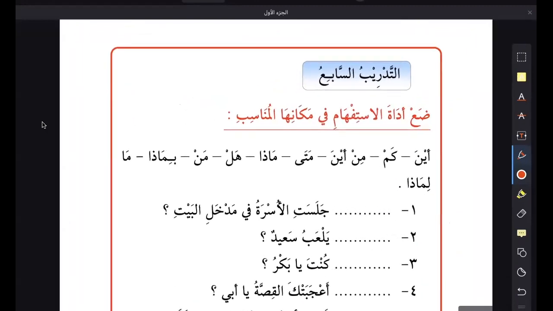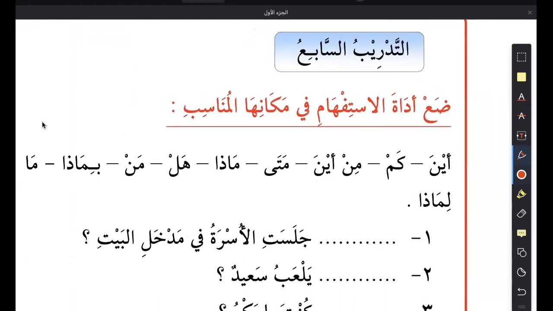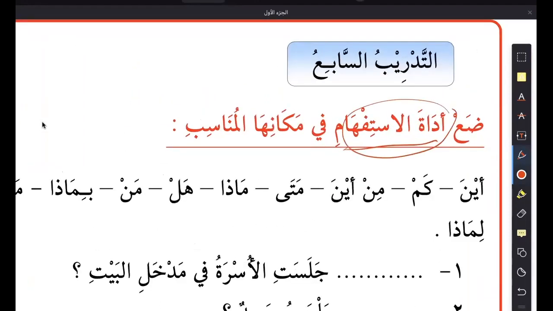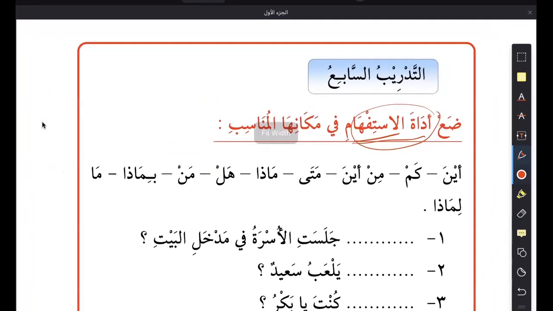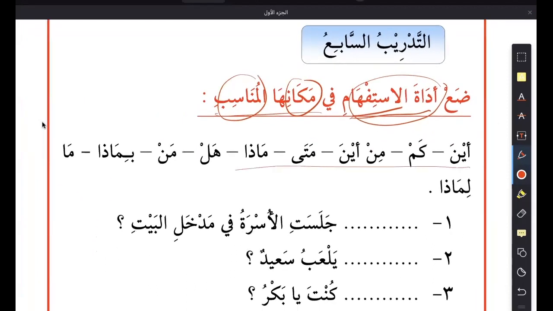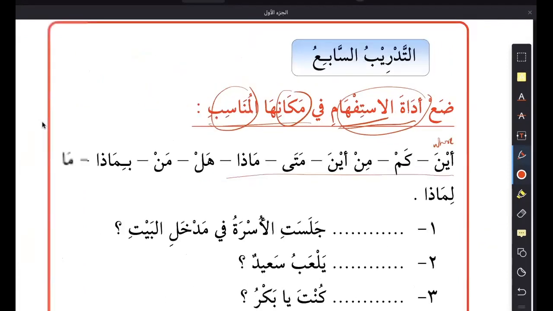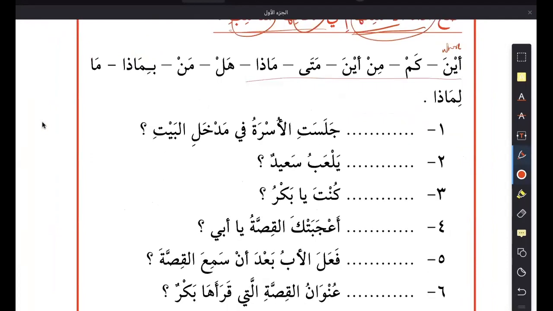Next one, التدريب السابع, the seventh exercise we have, it says ضع أداة الاستفهام في مكانها المناسب. So أداة الاستفهام is all the tools, the words that we use for the question. استفهام is the question, okay? في مكانها المناسب, in its appropriate place. مكان means place, مناسب means appropriate, suitable. So we have all of these question words, aina, kam, min aina. So aina means where. We have done all of them. I don't want to write all of them. So let's do some of them. I don't think I want to do all.